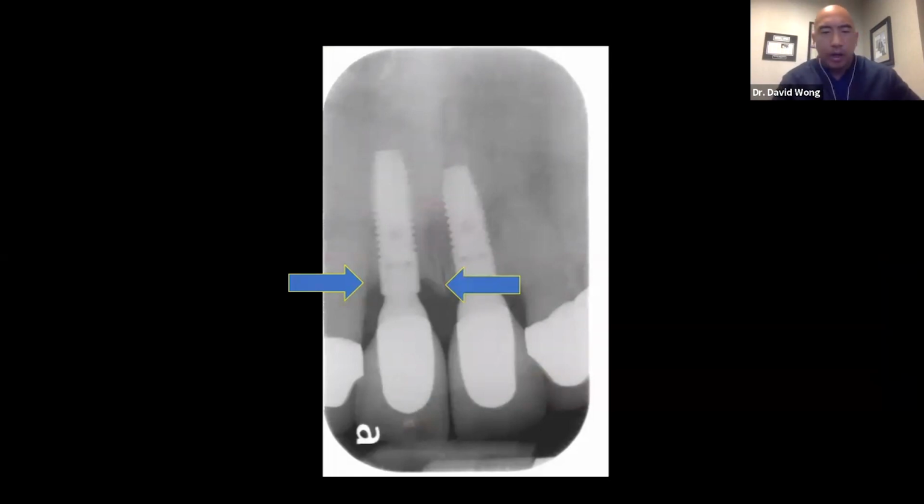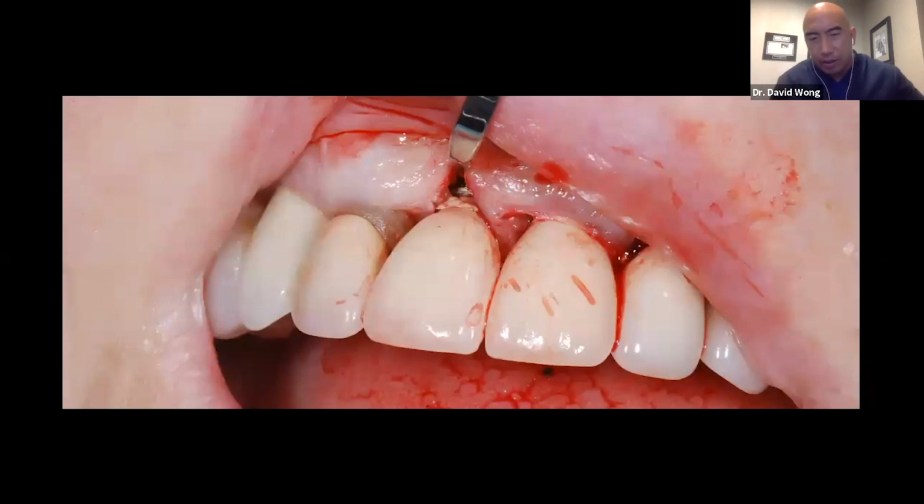So what's going on here? It doesn't take a genius to figure this out. You just gently peel back the gum tissue, and you'll notice that there's just a big wad of cement in that area. So what we need to talk about next is how do we address the pocketing and the inflammation and the bone loss around these implants.